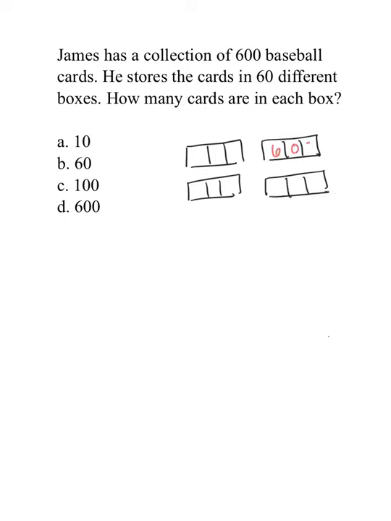And I have 600 and I have 60. I can see that I moved once to the left or once to the right, depending on which way you're going. So I had to multiply by 10. So that means that 600 divided by 10 would give me 60, or 60 times 10 would give me 600. So 60 groups of 10 will make 600 cards. So there are 10 cards in each box.